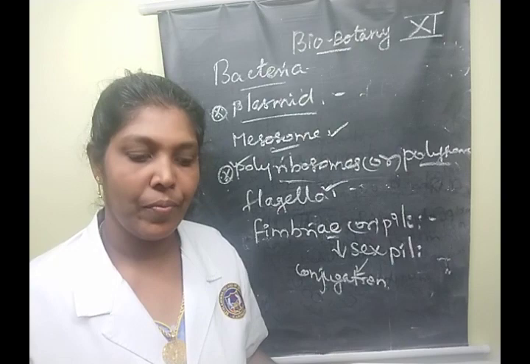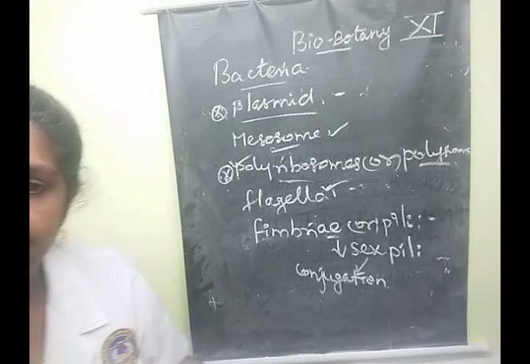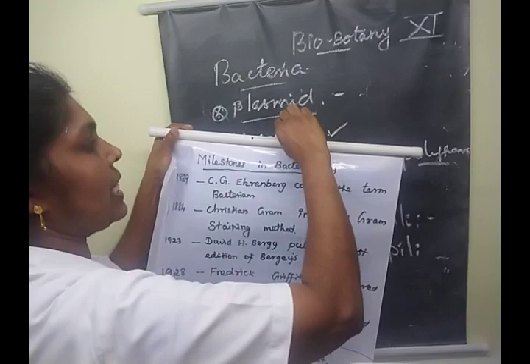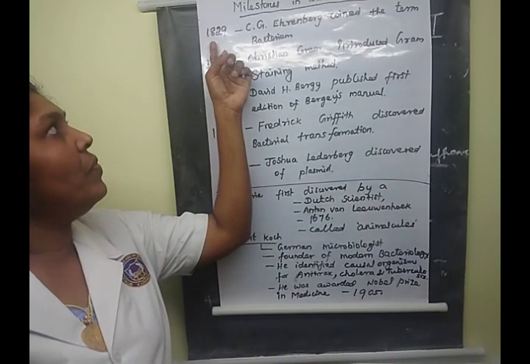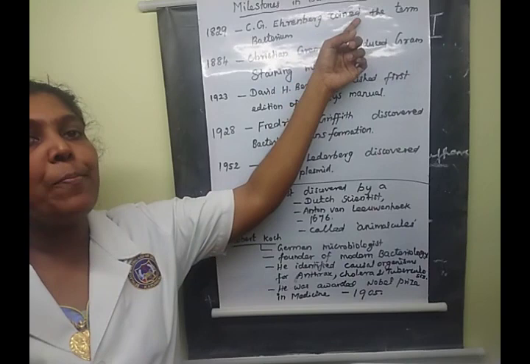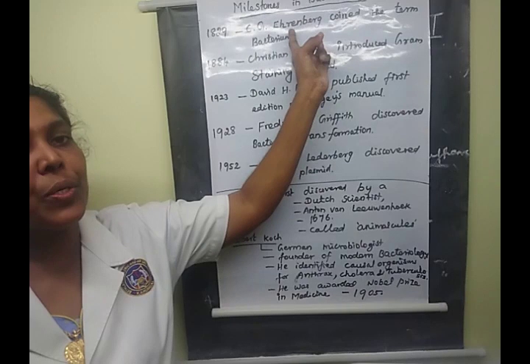Very good. The next one we are moving to is the milestones of bacteriology. In the year 1829, C.G. Ehrenberg was the person who coined the term bacterium. This person's name is Ehrenberg.